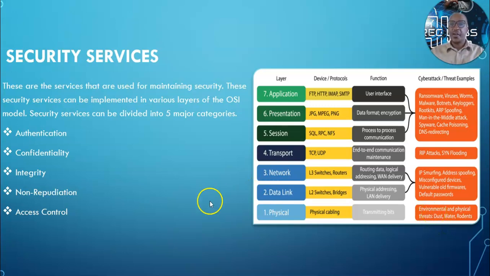So it's good to look at these security services and see how you map them in the OSI model. Which techniques do you need to employ to achieve authentication? Which technique do you need to deploy to achieve confidentiality? And so on for the other main security services.